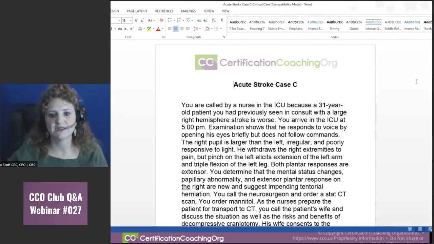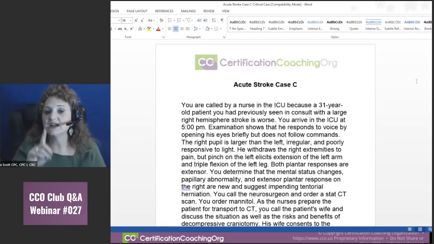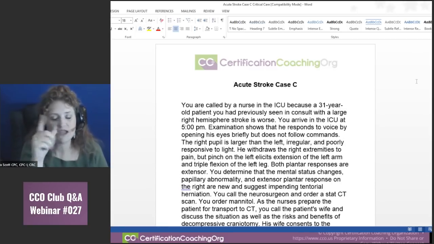This time, you're called to the ICU by a nurse, and the patient is a 31-year-old patient you've previously seen in a consult, right? You don't get to count consults, right? We already know that. We said that. However, you were kind of establishing care with this patient because you were able to put a consult, right? You previously saw the patient in consult with a right hemisphere stroke that's getting worse, all right?